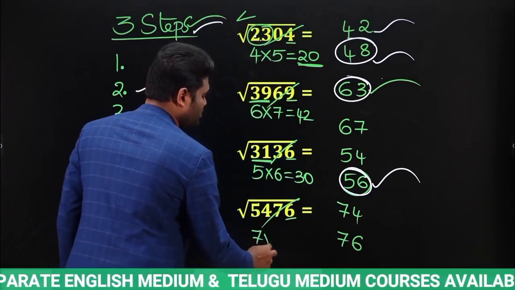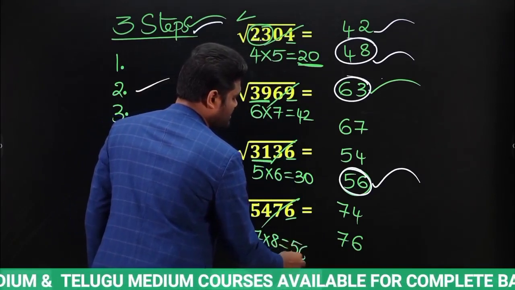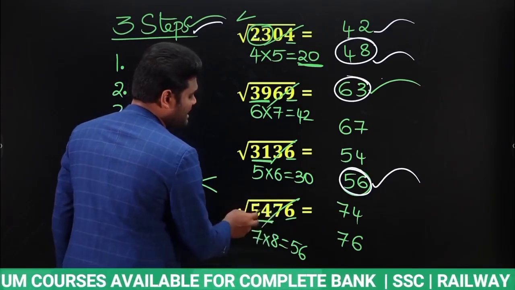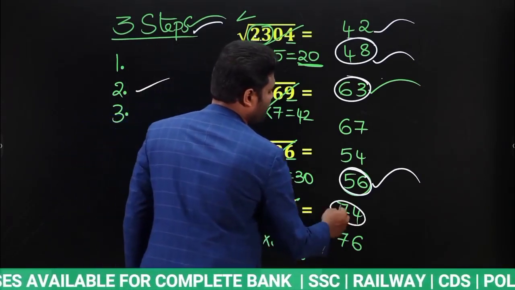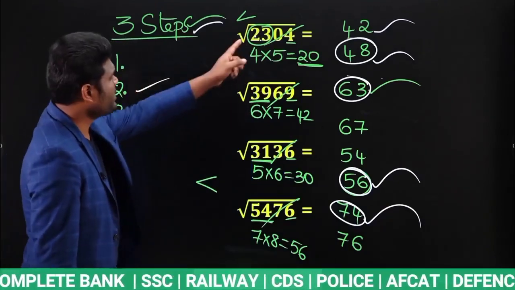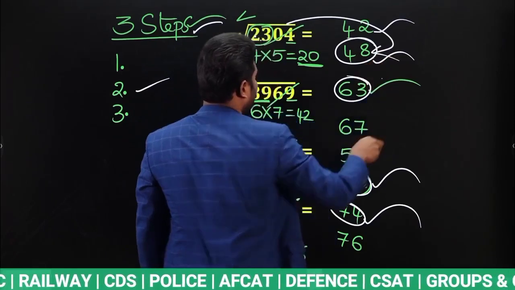What you have to do? 7 should be multiplied with the next number, that is 8. 7 8 times it is going to be 56. Now 54 is less than 56. As this is less than, you need a smaller one. Smaller one means 74. So the answer is going to be 74. Is that clear? So the square root of 2304 is nothing but 48.